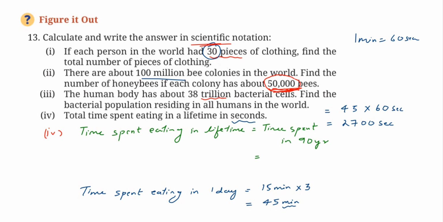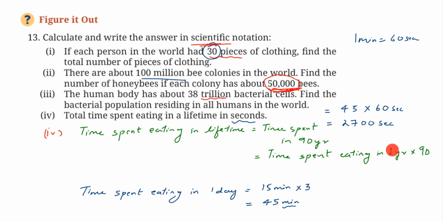So let me rewrite this. Time spent eating in 1 year, we have to find for 1 year, times, since we are finding for 90 years, we multiply it by 90. So if we know how much time he is spending to eat his meal in 1 year, using that we can find for 90 years. We have to just multiply that time by 90.